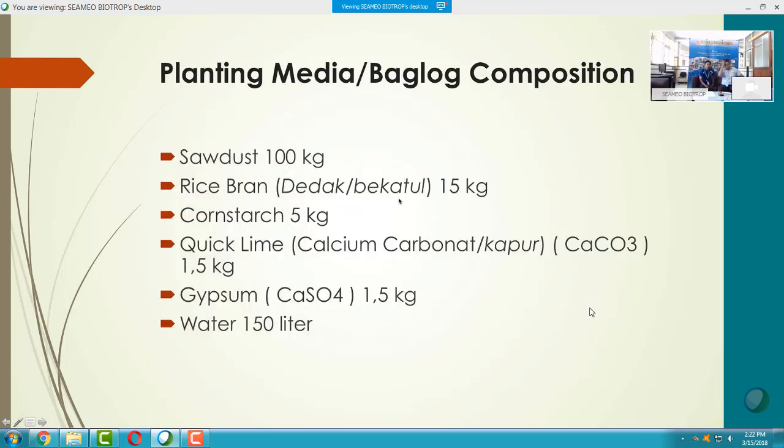So this is the composition for the planting media or baglog. This is what we have used here in Biotrop. We use 100 kilograms of sawdust, and we mix it well with rice bran, or what we call dedak bekatul in Indonesia, 15 kilograms, cornstarch 5 kilograms, and then quicklime or calcium carbonate, CaCO3, 1.5 kilograms, gypsum or CaSO4 1.5 kilograms, and then we mix all of those ingredients together with water.